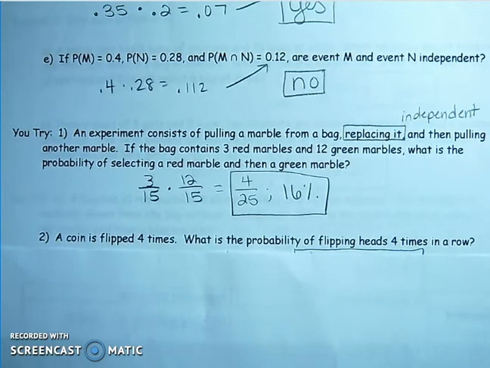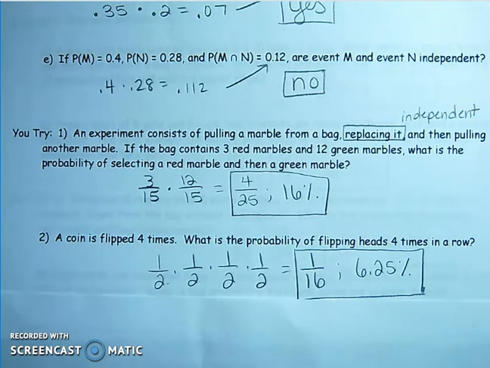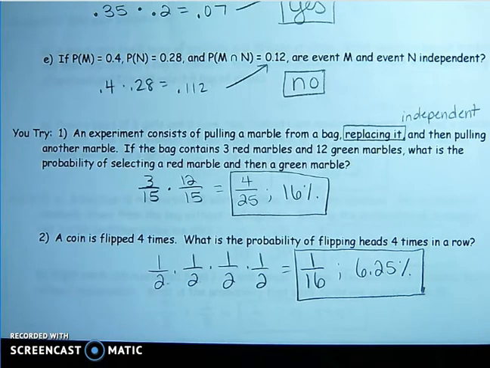A coin is flipped 4 times. What's the probability of flipping heads 4 times in a row? So that would be a head, head, head, head. So 4 heads in a row. The probability of getting a head is 1/2 4 times. So it's 1/2, 1/2, 1/2, 1/2, all multiplied, which is 1/16, or 6.25%.